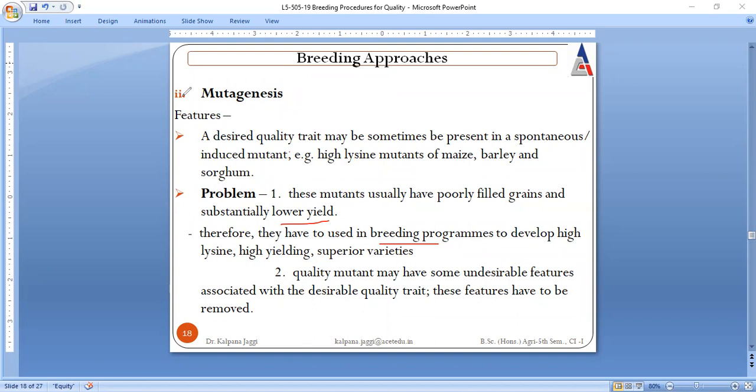Another problem with mutagenesis is that whenever we induce a particular mutation, it is not always going to give the desirable features only. Sometimes undesirable features are also present along with the desirable quality trait, and very importantly, these undesirable features are to be removed. They are not to be kept along with the quality traits.